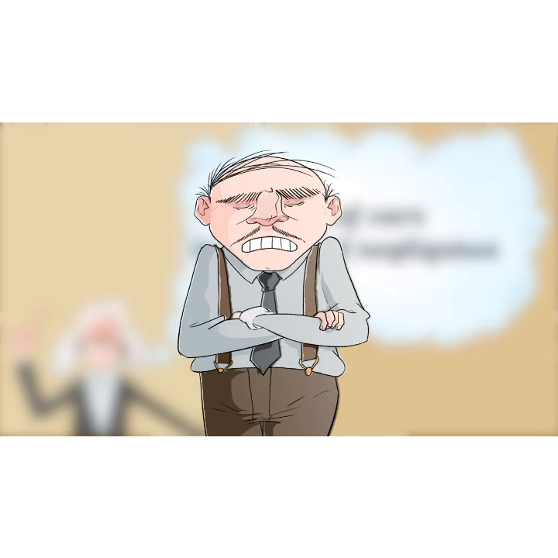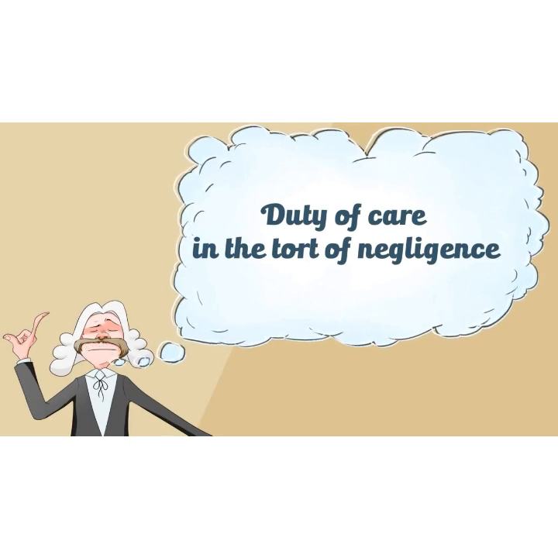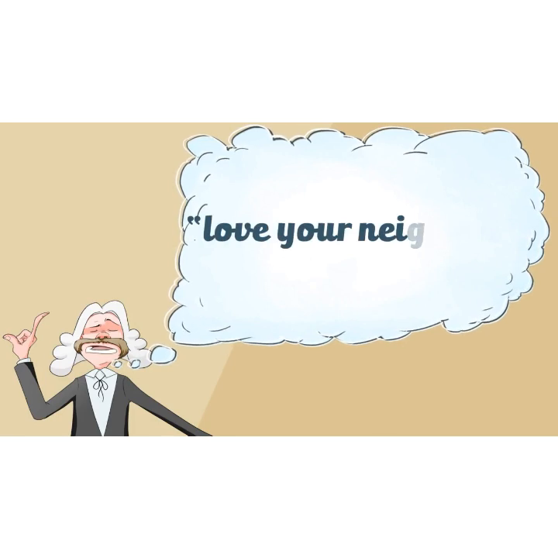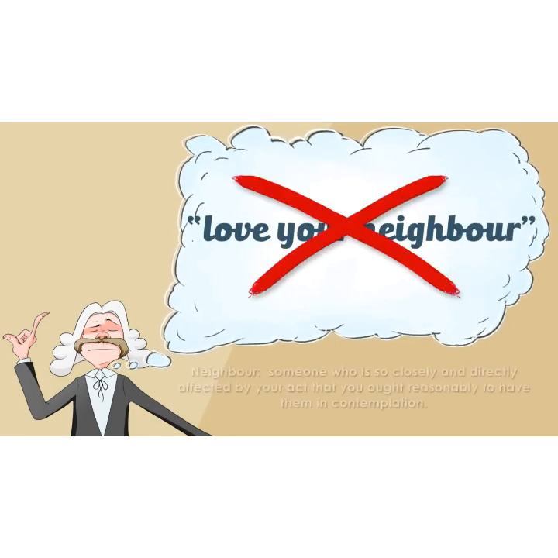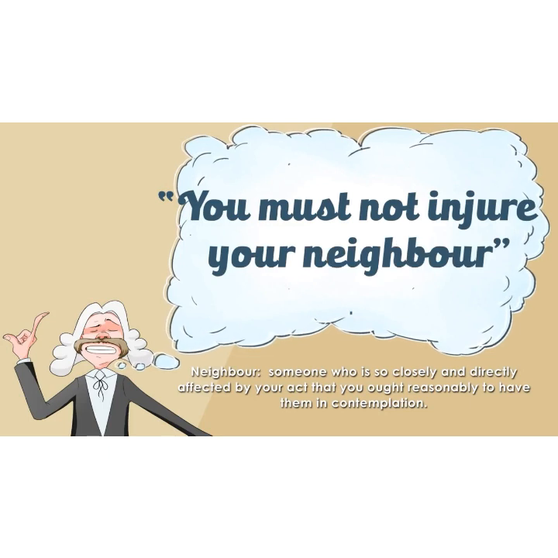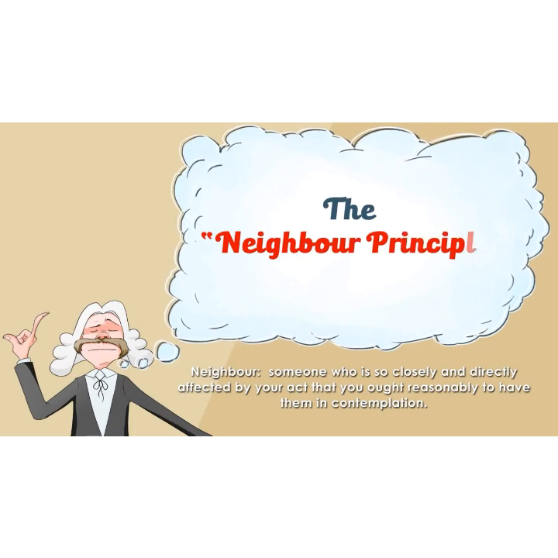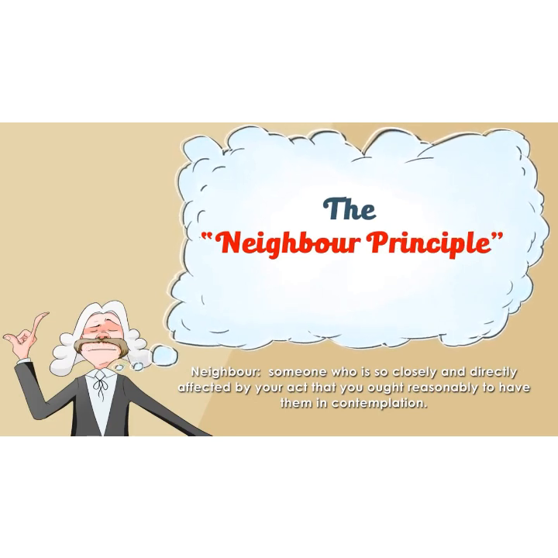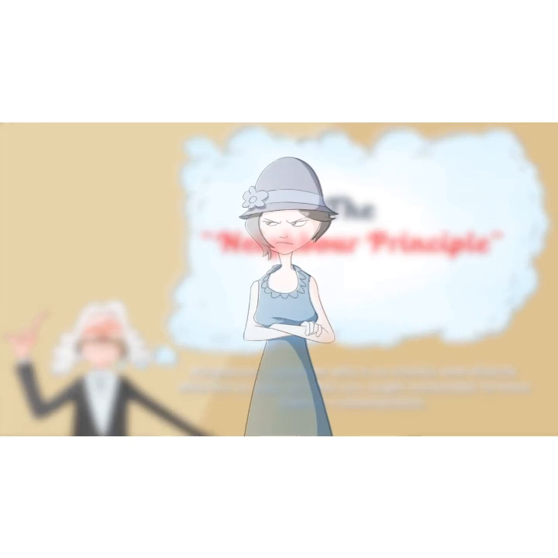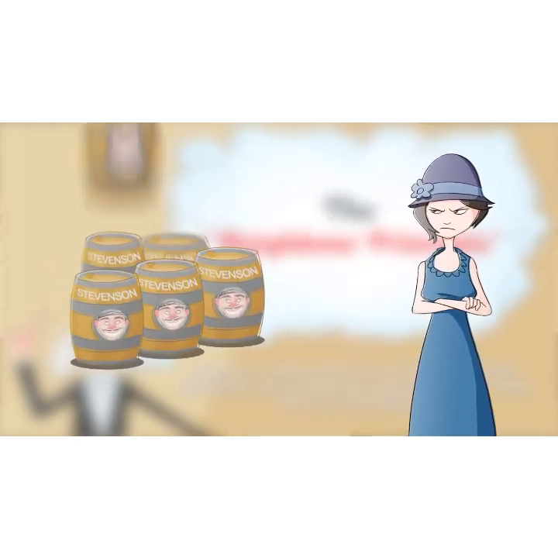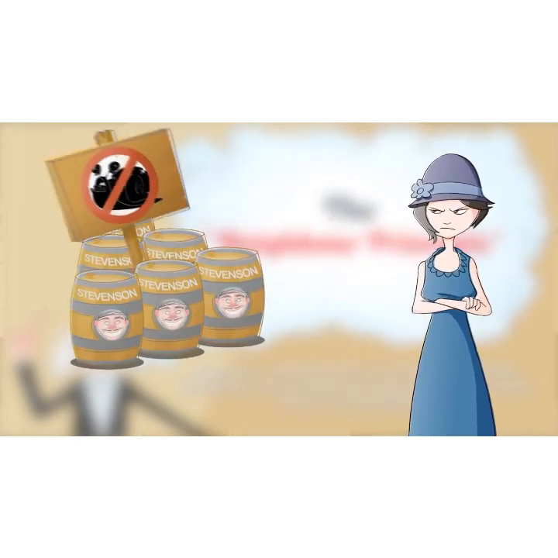Unluckily for him, the House of Lords decided to unshackle the duty concept. One of the judges, Lord Atkin, concluded that love your neighbour-in-law should become you must not injure your neighbour, something that became known as the neighbour principle. So even though they were total strangers, Donahue still had a right to expect that Stevenson should ensure the beer he produced was safe from snail bits.